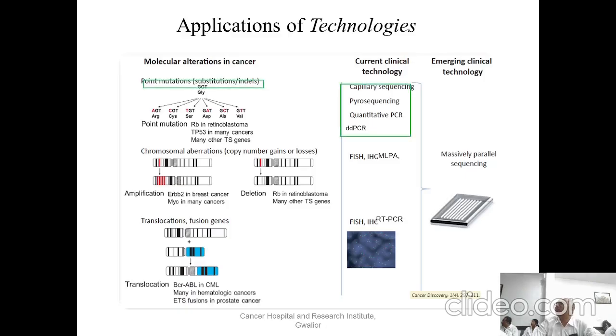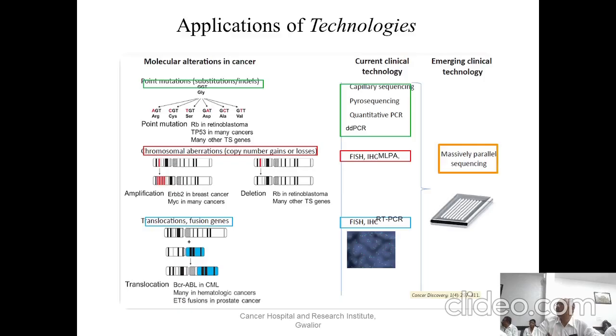So when you see here, if you want to look at the mutation, which is point mutation, substitution, deletion or insertion, you use either capillary sequencing, quantitative PCR or digital droplet PCR. Of course, NGS will give everything of that. Now, if you want to look at chromosomal aberration, copy number gain or loss or deletion, you do FISH, ISC, MLPA, or you do a normal karyotype. Now, for translocations and fusion gene, again you do FISH, ISC or RT-PCR. Now, if you want to do everything, you do massive parallel sequencing, that is NGS.